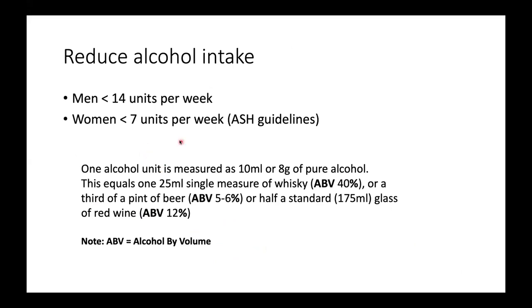As already discussed, less than 14 units per week, or less than 7 units per week by the American Society of Hypertension guideline. One unit of alcohol intake is almost equal to 10 ml of pure alcohol or 8 gram of pure alcohol, which is almost equivalent to 25 ml of a single measure of whiskey, that is one small peg, or a third of a pint of beer, or half of a standard glass of red wine. So a man can have two small pegs.